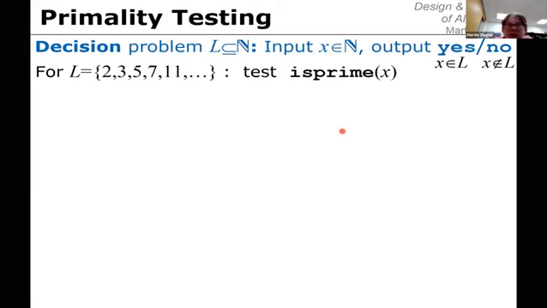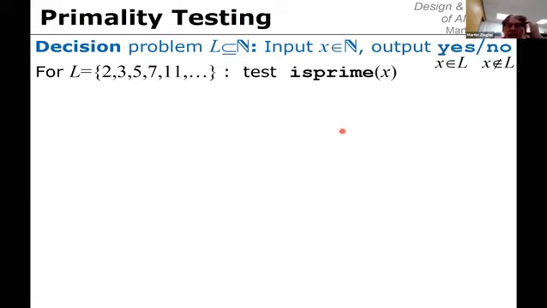Now, a simple deterministic algorithm would test all possible candidate factors of X. That is, check whether 2 is a divisor of X, 3 is a divisor of X, 4. Well, we already know that 2 is not a divisor of X, so we don't need to test 4. That's the Sieve of Eratosthenes approach to primality testing.